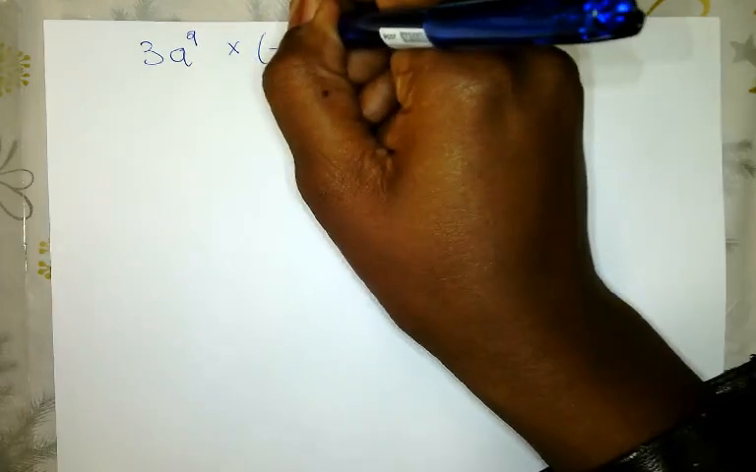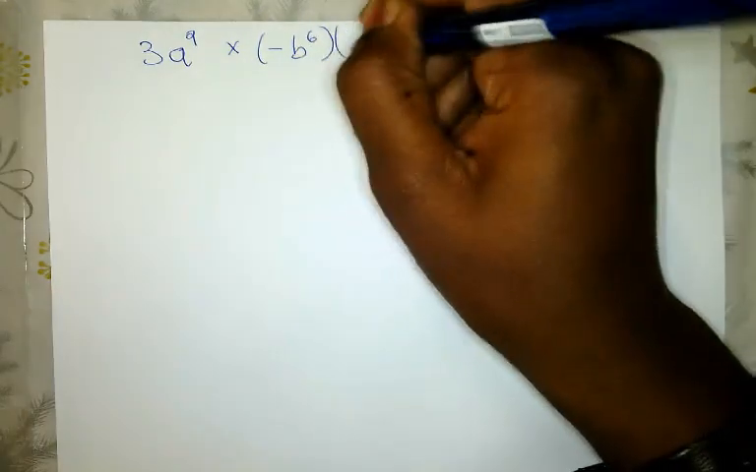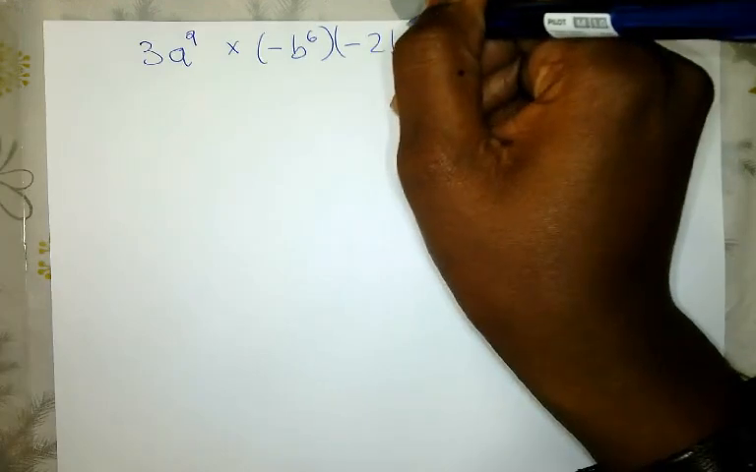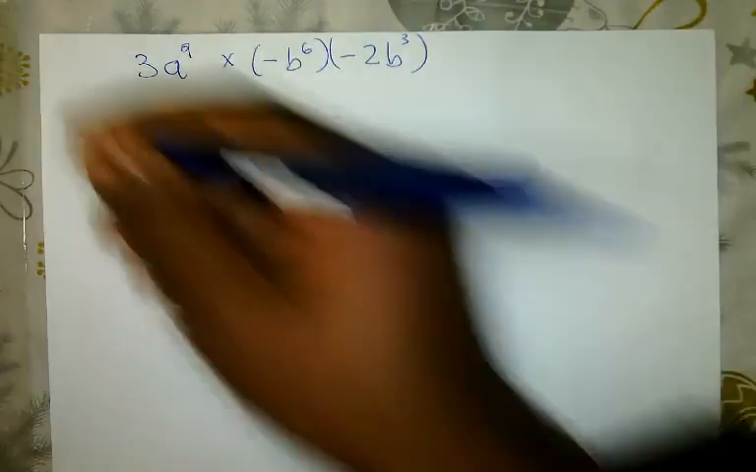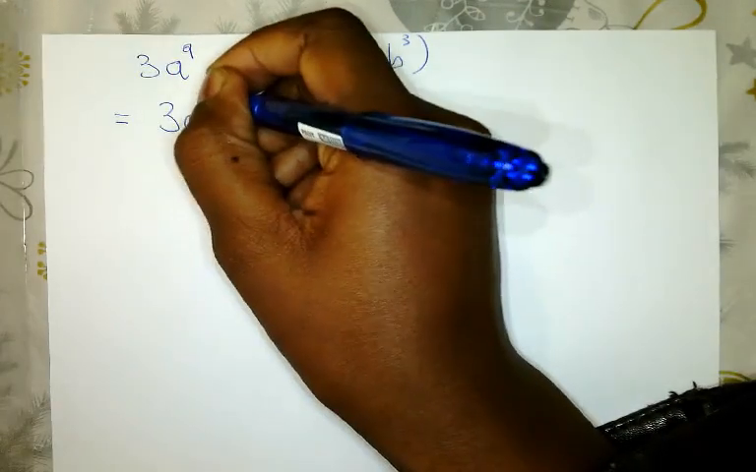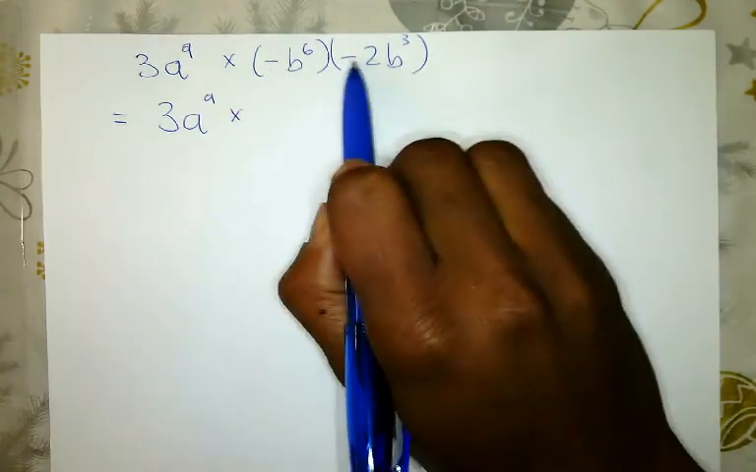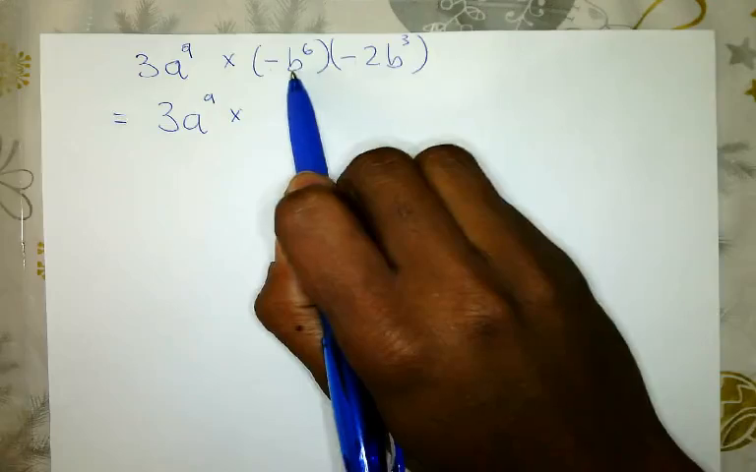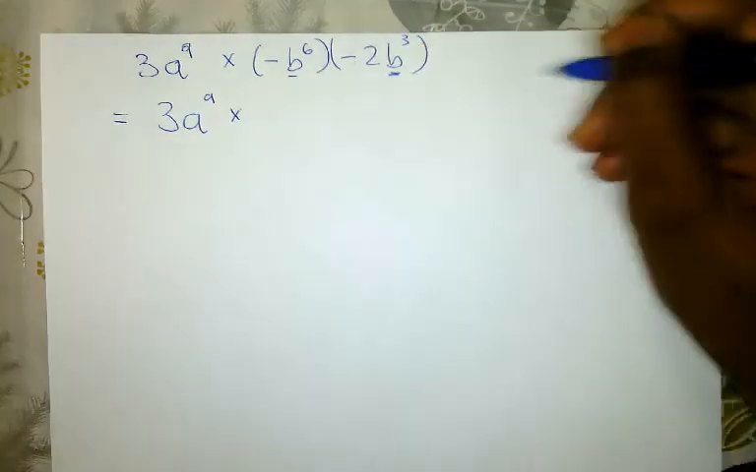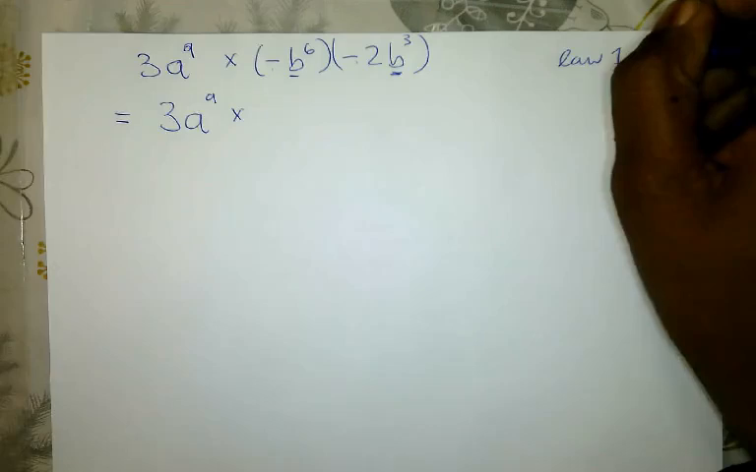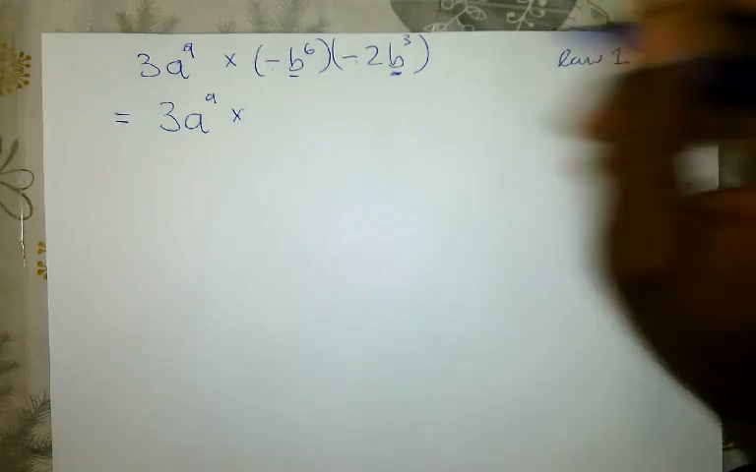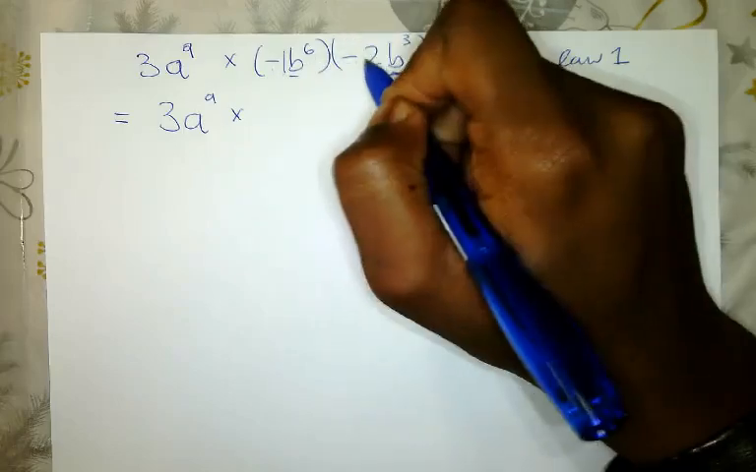So the first one says 3a^9 multiplied by negative b^6, negative 2b^3. So bracket means multiply. So what am I multiplying with? Please check. A negative and a negative will be a positive. Law 1 says when multiplying powers of the same base, we add the exponents. And then here there's an invisible 1. 1 multiplied by 2 is how much? 2. So we have a positive 2.